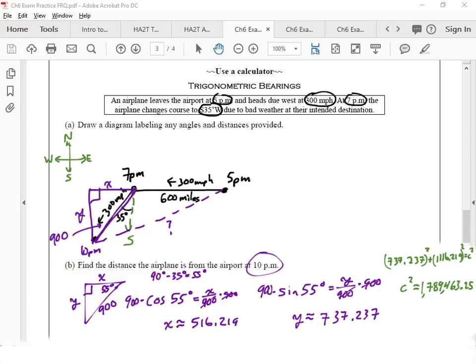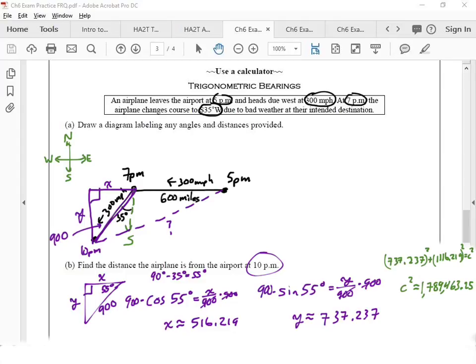So if you're using the rounded answers, which is what I'm doing, you get this for your c squared, and then we have to square root that. Now if you use the more exact answers, meaning you kept the 900 times cosine of 55 and the 900 times sine of 55 and squared those, your answer will be close to mine. It won't be exactly, but it'll be close.